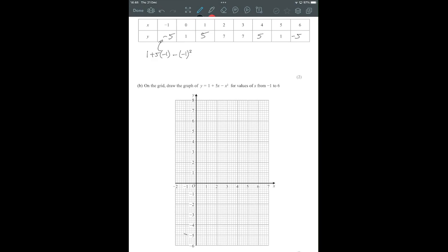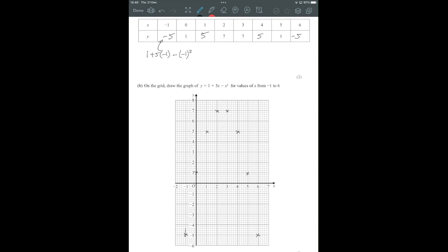Now let's plot them carefully. -1, -5, 0, 1, 1, 5. 2, 7, 3, 7, and back the other way, 4, 5, 5, 1, and 6, -5.